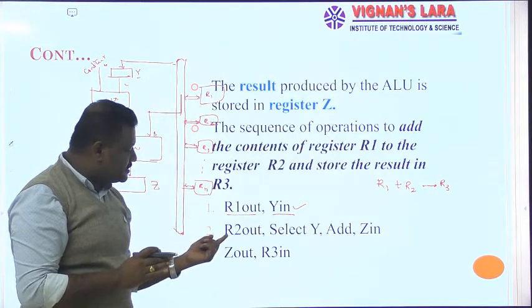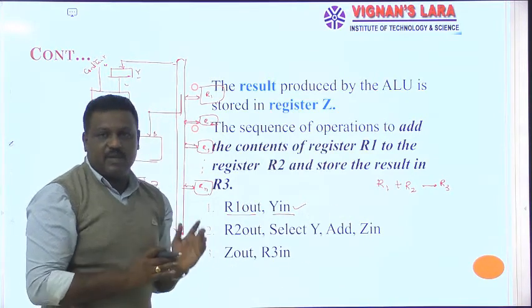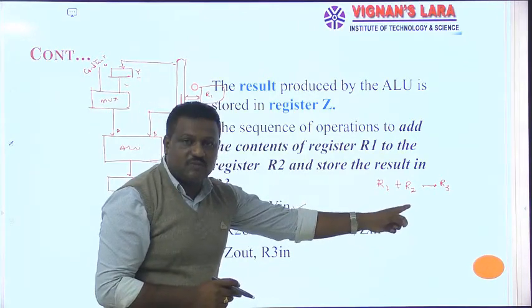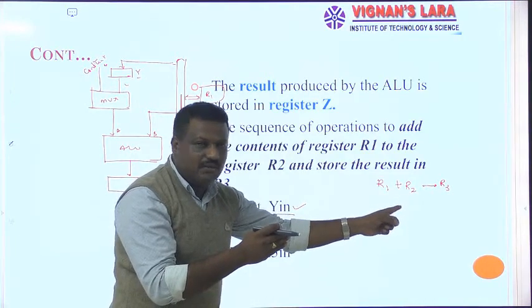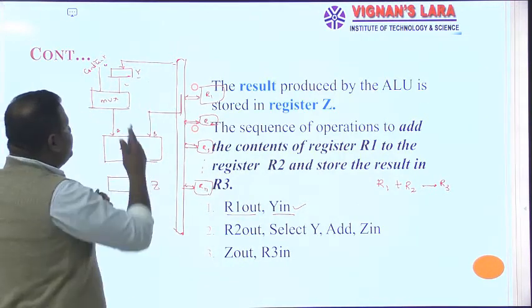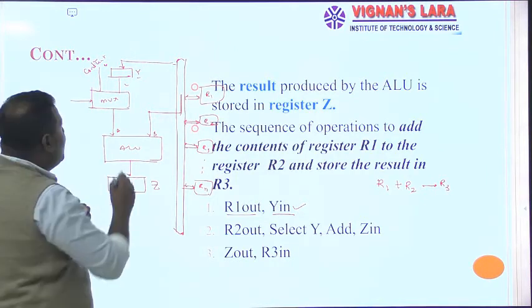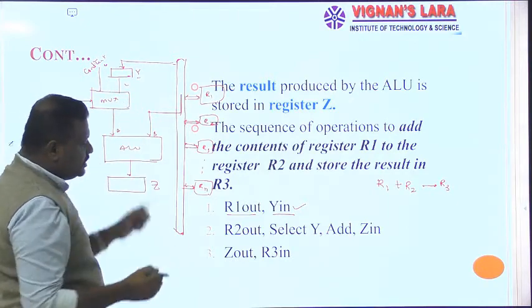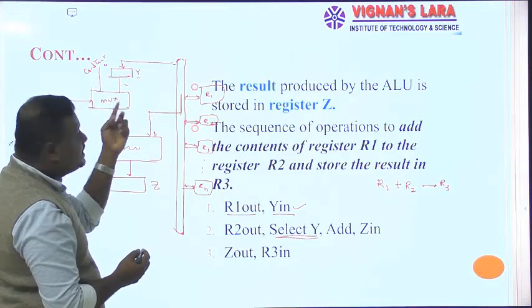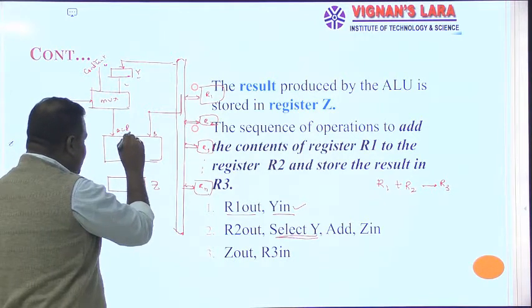The second operation is R2 out, comma, select Y, comma, add, comma, Z in. What is the meaning of this? See here, friends, my addition is R1 content added to R2. This task can be done by the ALU. For that purpose, the R1 value I already transferred to register Y. Through register Y, it reaches one of the inputs of my mux. Now with the help of the selection lines of the mux, I select this Y output, so I wrote select Y. That means out of these two inputs of the mux, the Y input is selected and reaches A. That means here the A value is nothing but the R1 value.